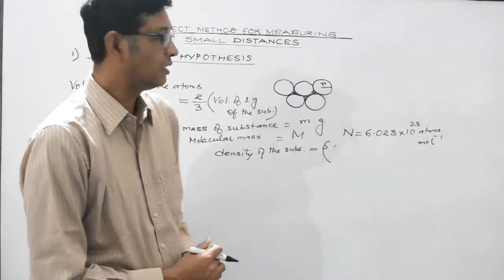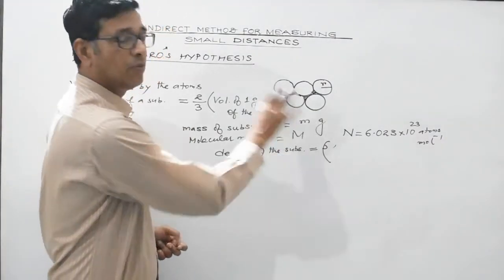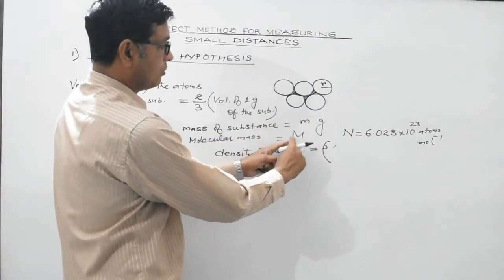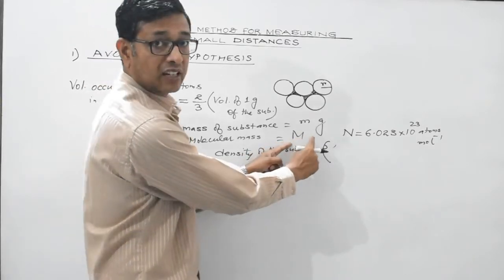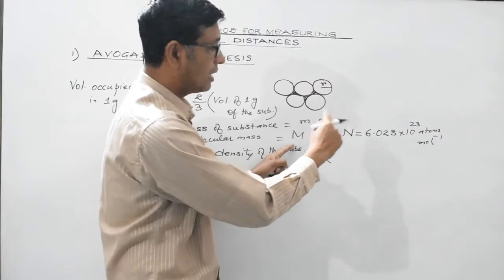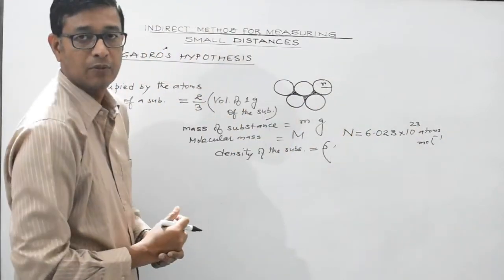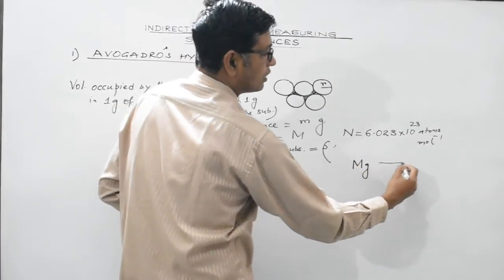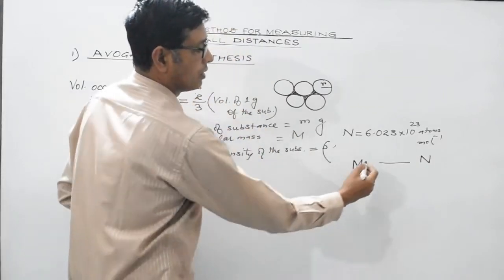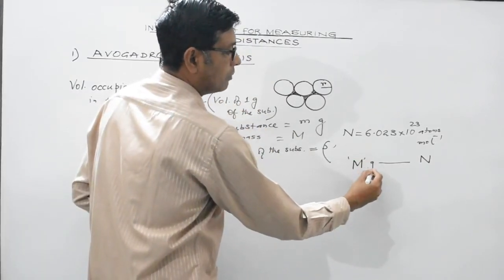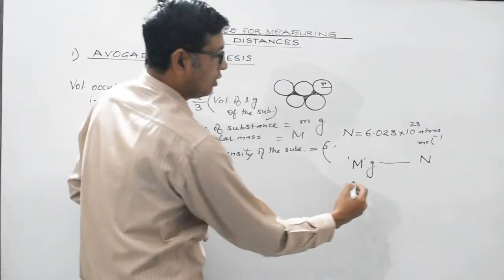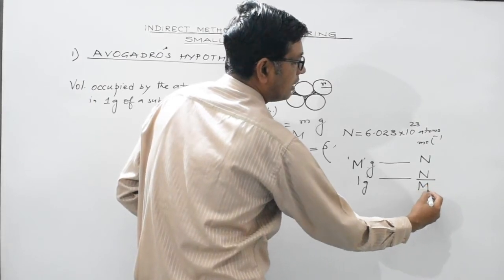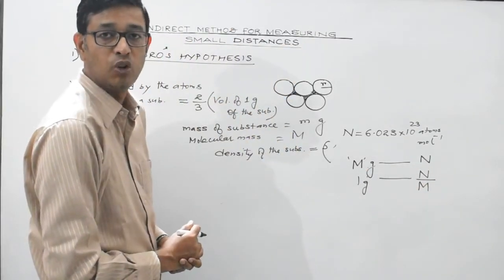So let's calculate the total number of atoms present in m gram of the substance. Now as per the molar concept, capital M, which is the molecular mass, in grams of the substance will contain atoms equal to Avogadro's number, right? I'm writing over here. M gram of the substance will contain a number of atoms equivalent to Avogadro's number. 1 gram of the substance will contain atoms equal to N by M. N is Avogadro's number, M is the molecular mass.